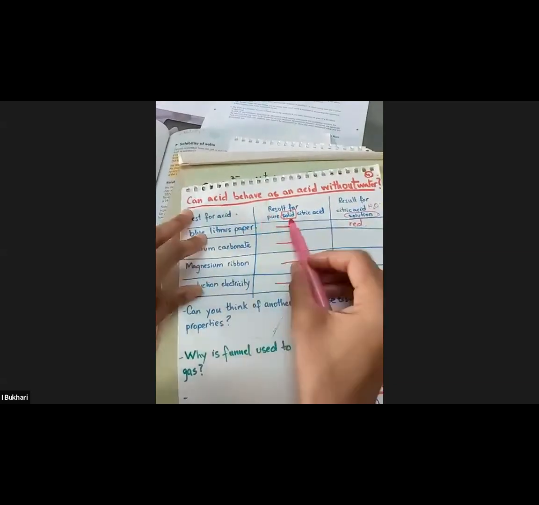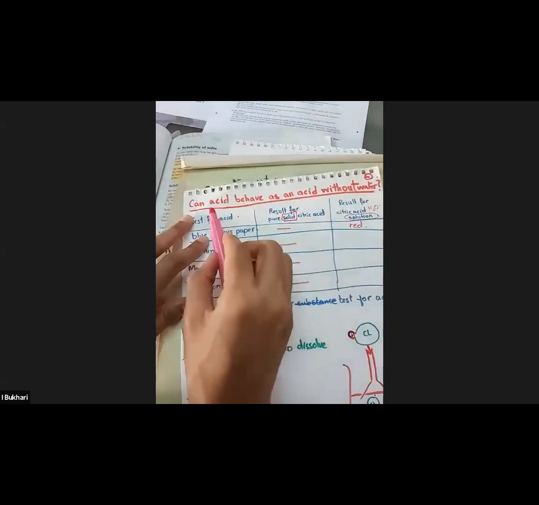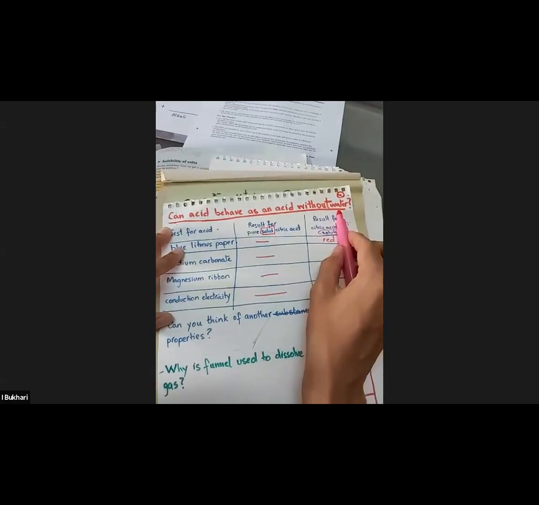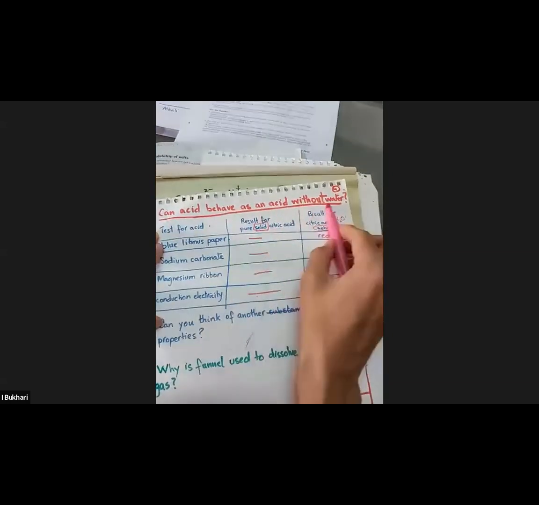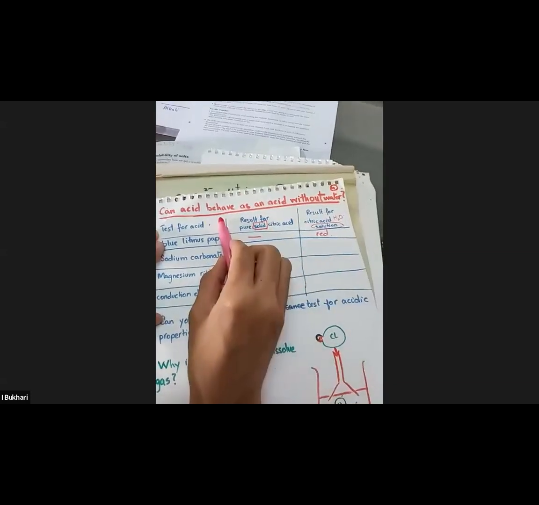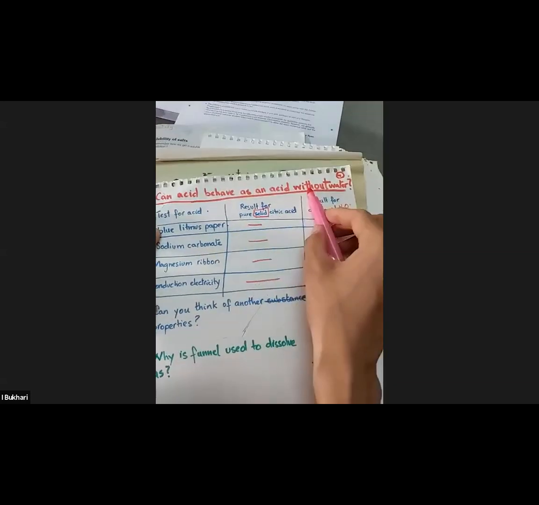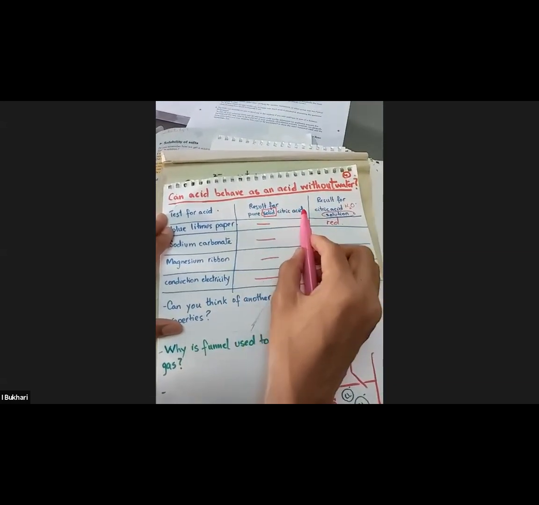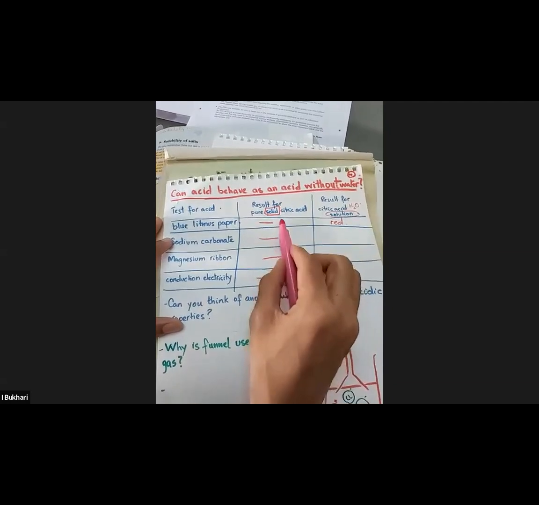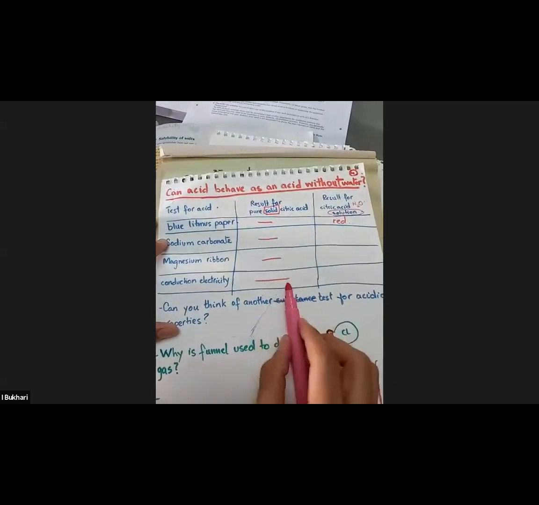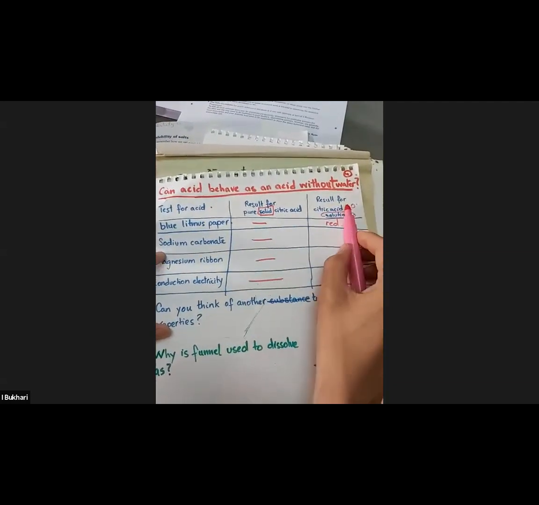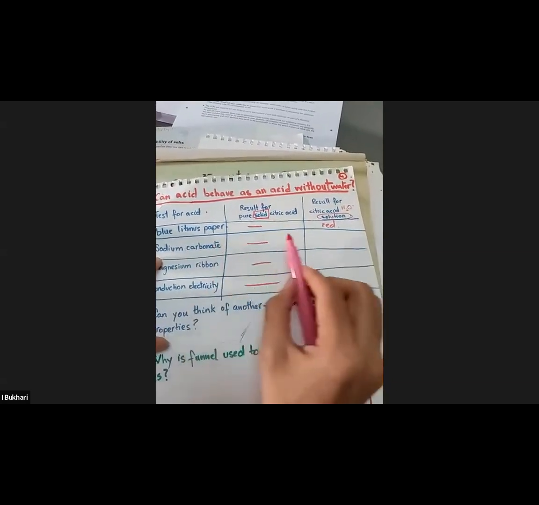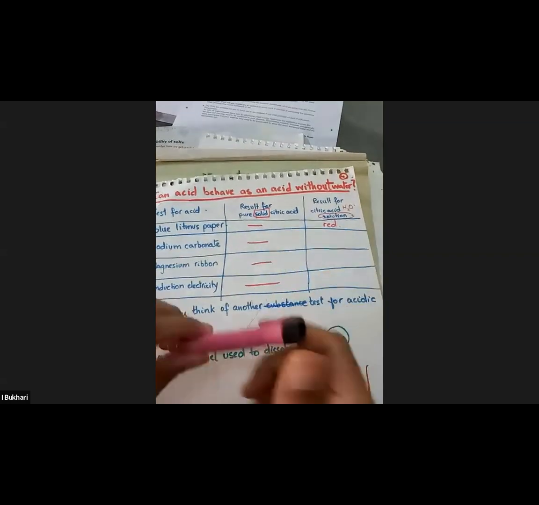What is the purpose of this experiment? We are trying to prove, can acid behave as an acid without water? That's the purpose. So no, the pure solid citric acid, because there is no water, is not giving any of the reactions of acids. But yes, the solution of citric acid with sodium carbonate will release carbon dioxide.